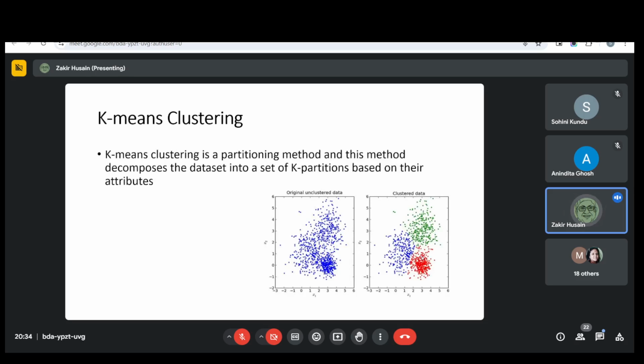K-means clustering is a partitioning method. Based on the attributes, you simply divide up the regions. It's the simplest form of clustering. So basically what you do is you try to draw lines which will divide them into different clusters.